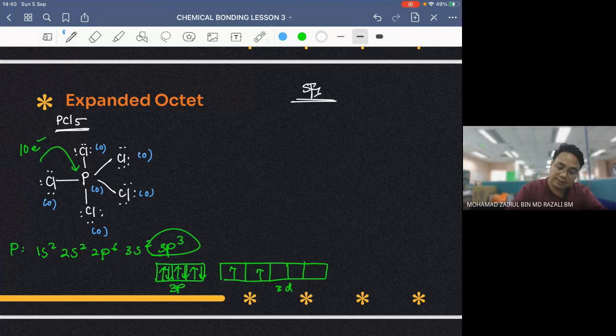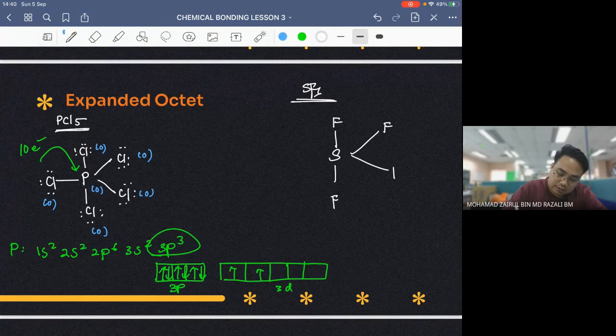Okay, same goes kalau another example is SF6. Okay, SF6 kalau awak draw dia punya Lewis structure, okay, S will become the central atom. Okay, S become central atom, so we octet the terminal. Kita octetkan dia.